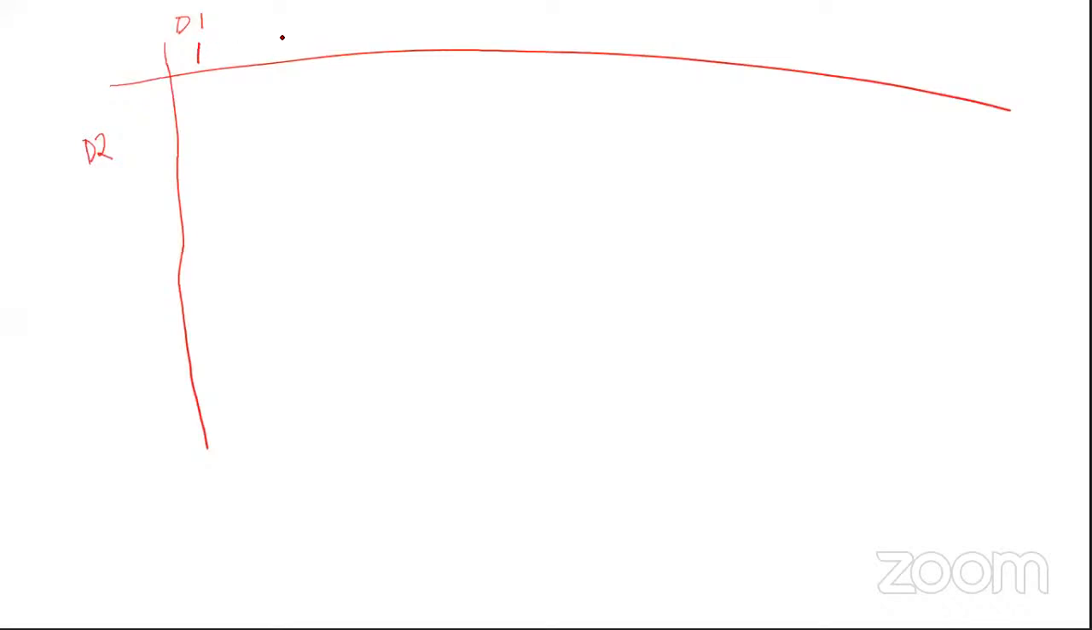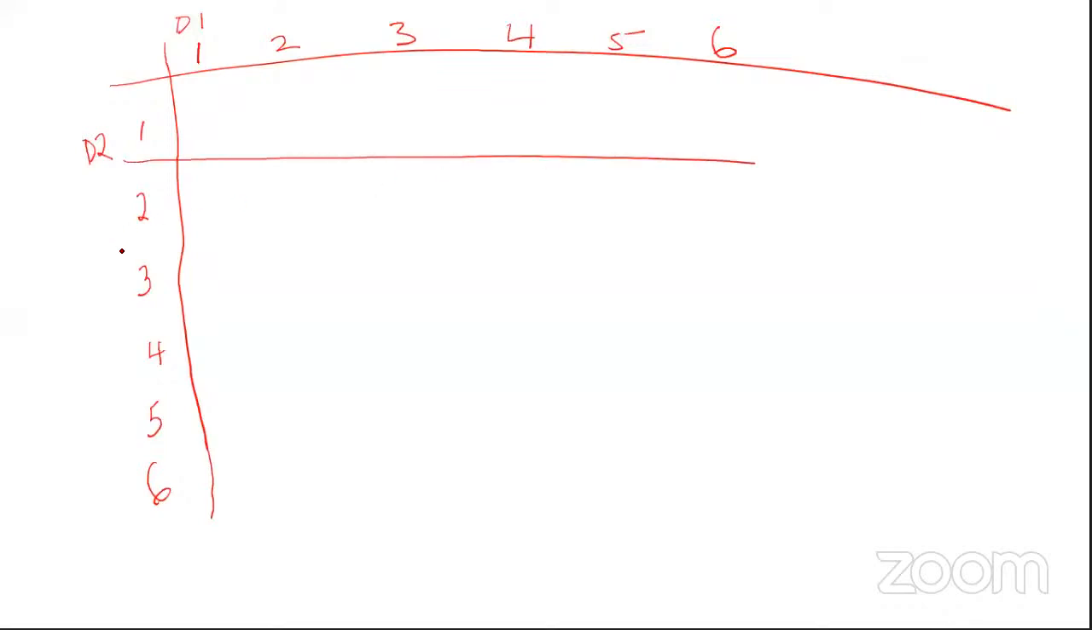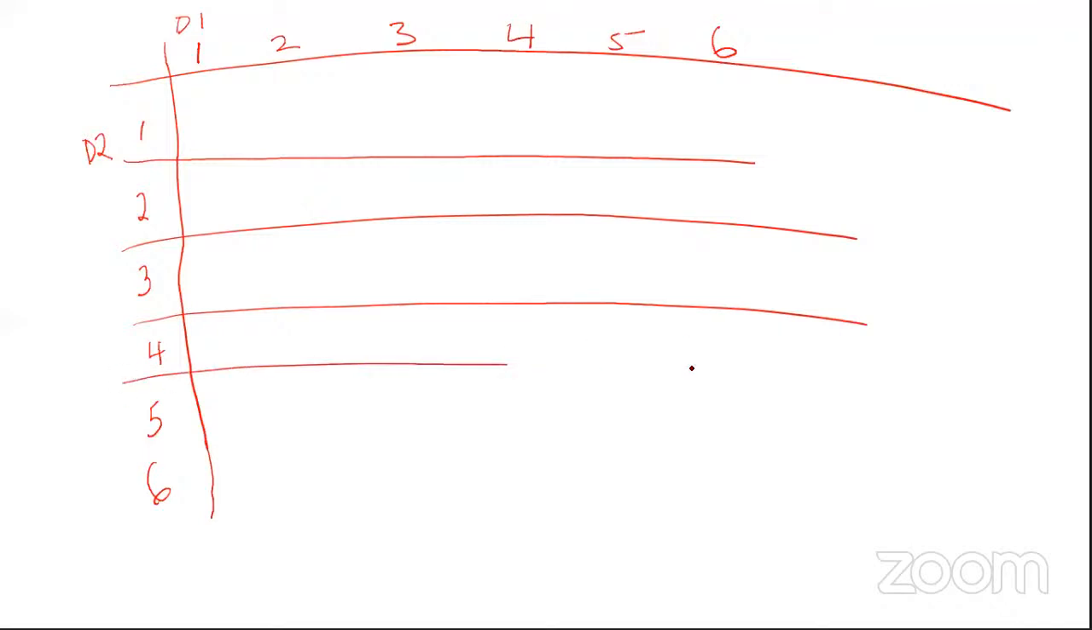On die 1, we have 1, 2, 3, 4, 5, and 6. Then on die 2, you also have the same 1, 2, 3, 4, 5, and 6. This is the first thing we have. So you draw that given table first. This is the first table we generate.